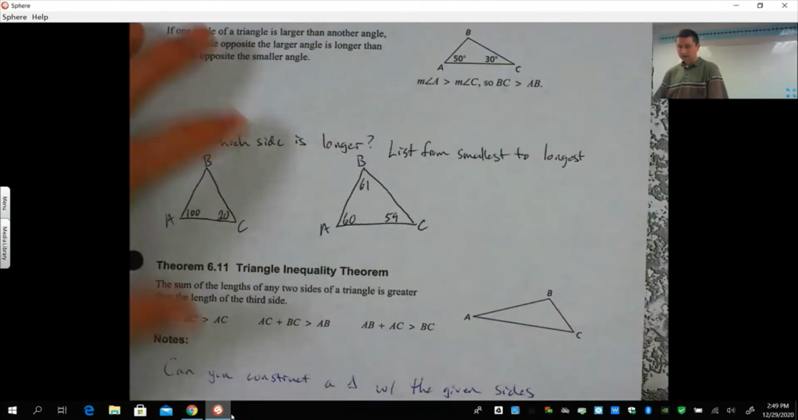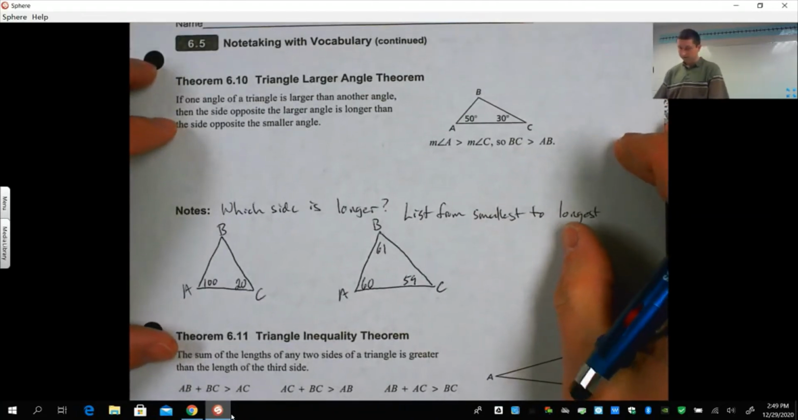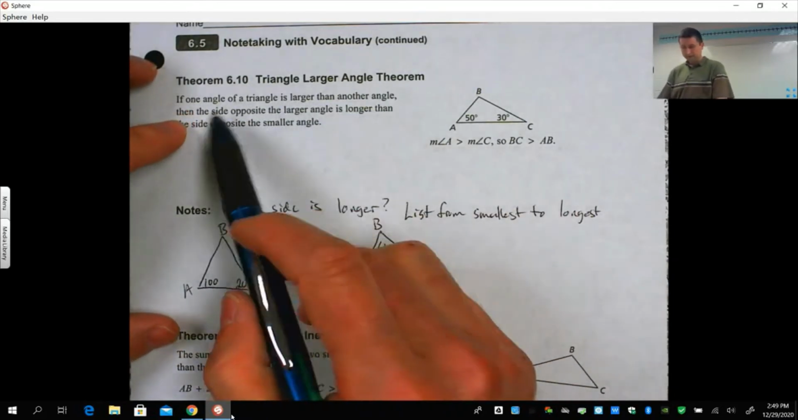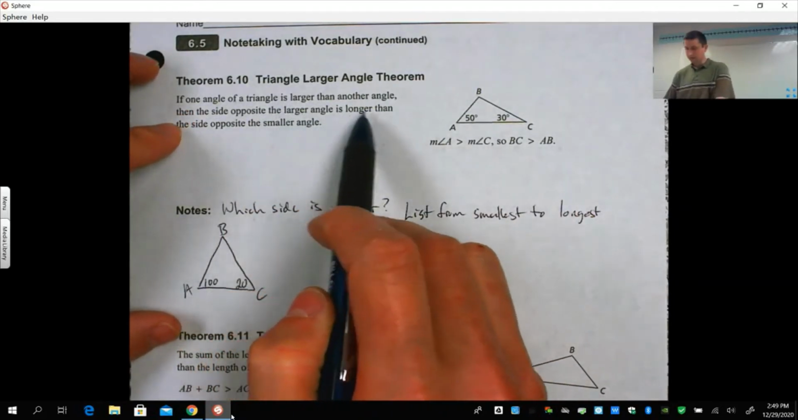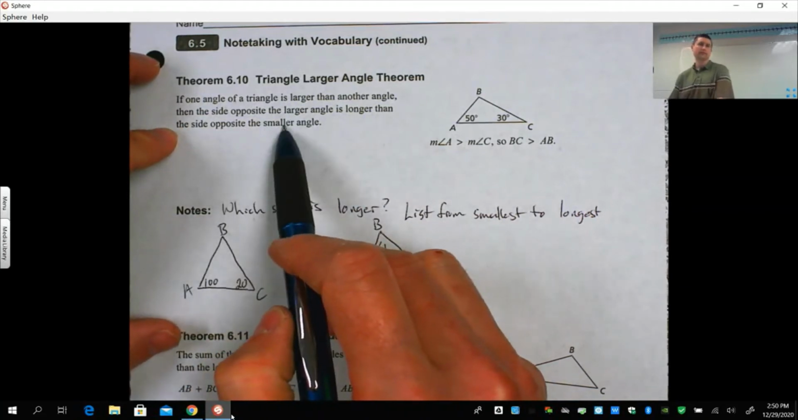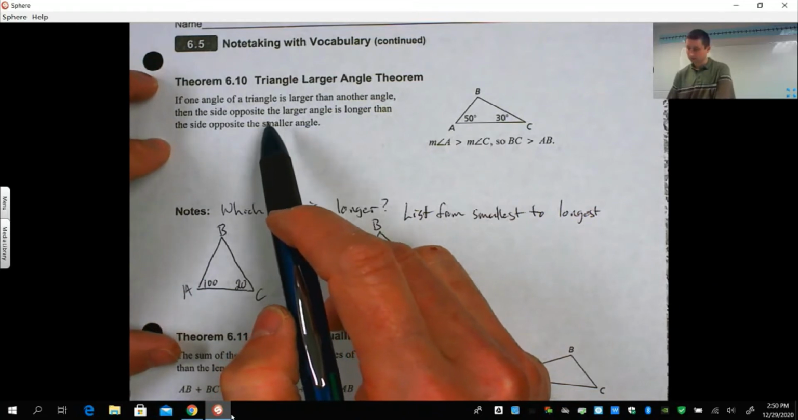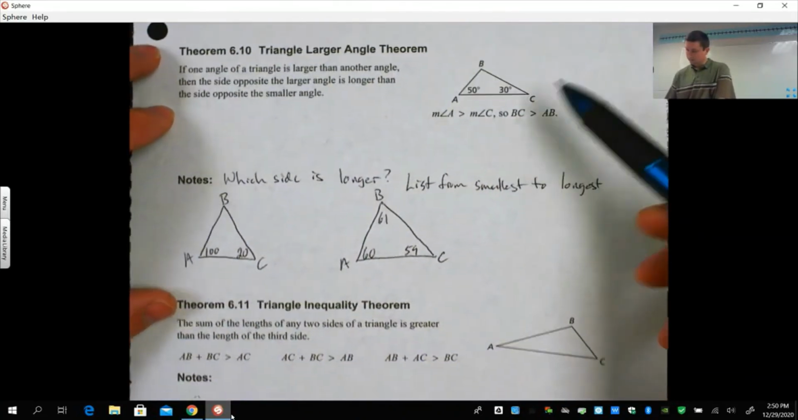The next one is the converse of that, and that's the triangle larger angle theorem. Okay, if one angle of a triangle is larger than the other angle, then the side opposite the larger angle is longer than the side opposite the smaller angle. So since the statement and its converse are both true, we could do a biconditional statement, if and only if, with this.